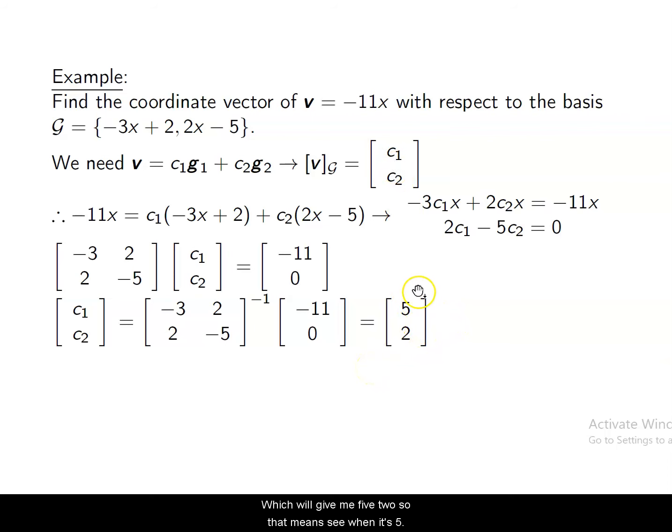So that means c1 is 5, c2 is 2. I have my vector right away. So my coordinate vector representation under this basis G is 5, 2. So the representation of v in G is 5, 2. That's it. Again, these are things we've done lots of times, but just understand that when I'm representing a vector, even though it's not a standard Euclidean vector, as a coordinate vector, it will always be a standard Euclidean vector.